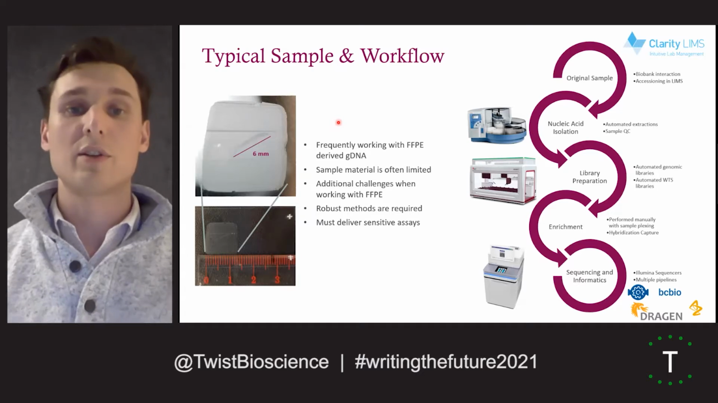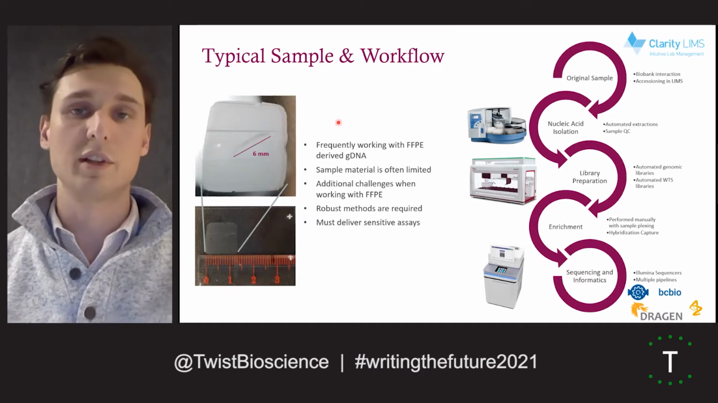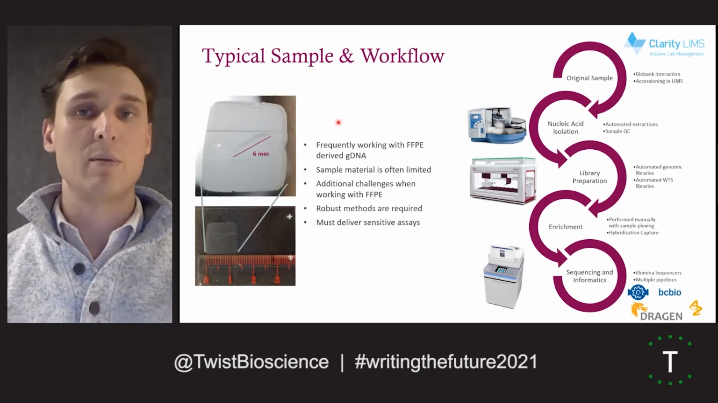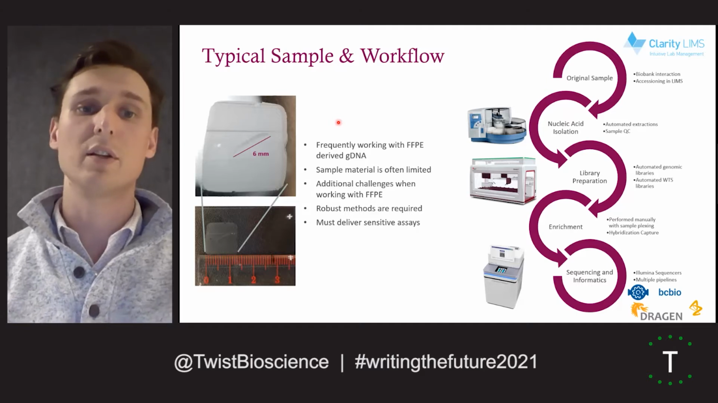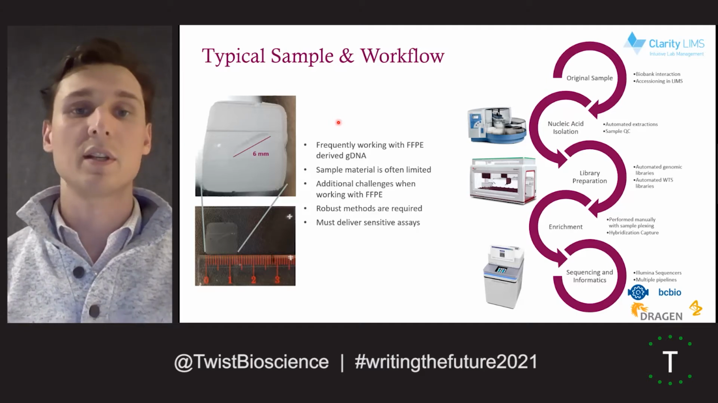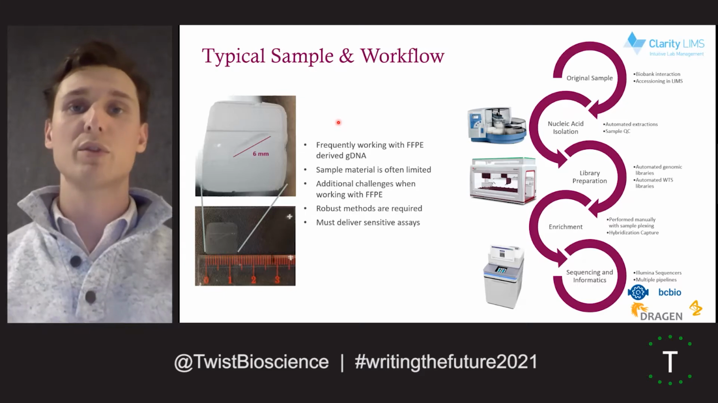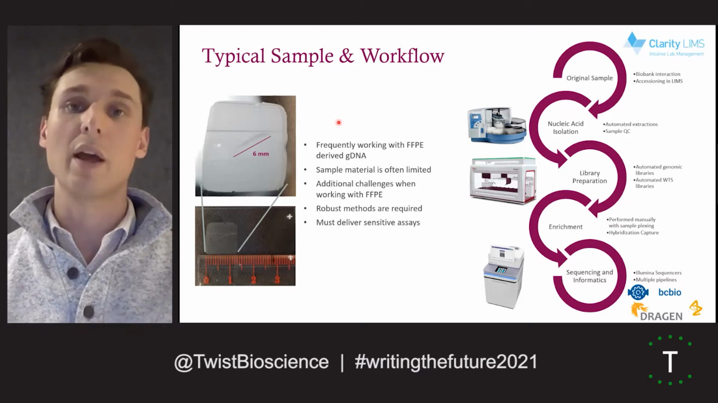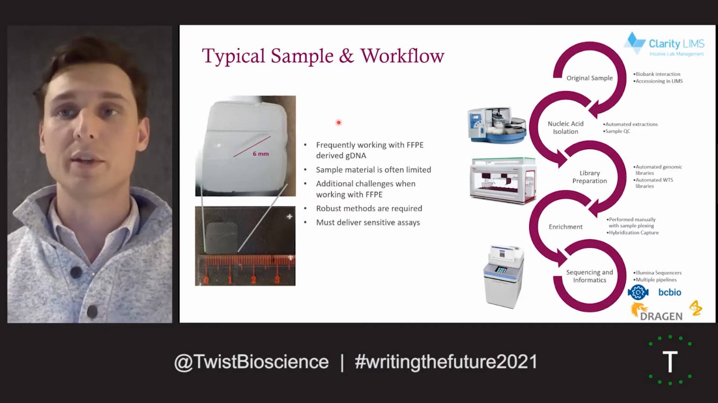There are additional challenges when working with FFPE beyond the limiting sample type. DNA is often quite damaged and less amplifiable. So we really need to identify and deliver robust methods to have extremely sensitive assays. We're most interested in assaying somatic mutations around 1% to 30% variant allele frequency.